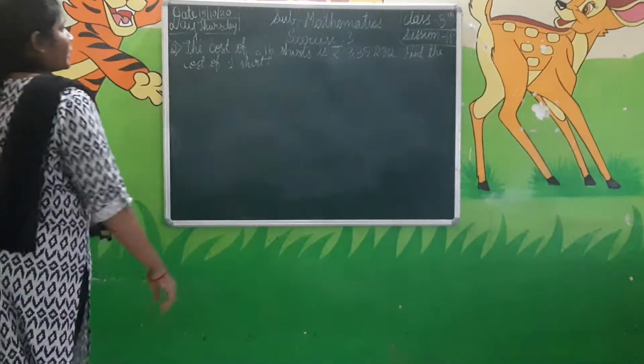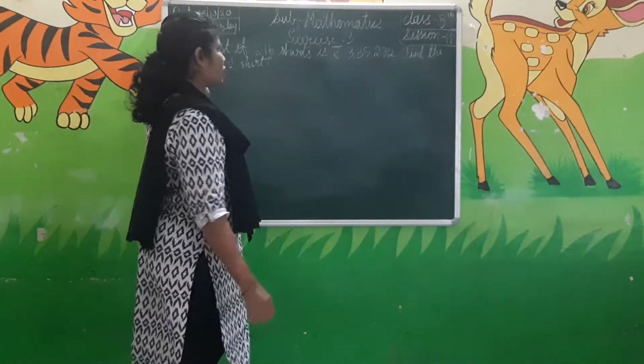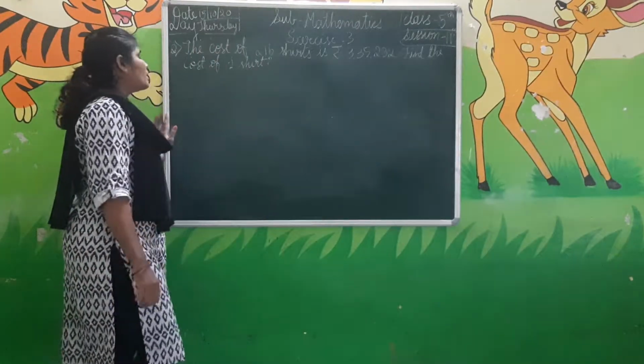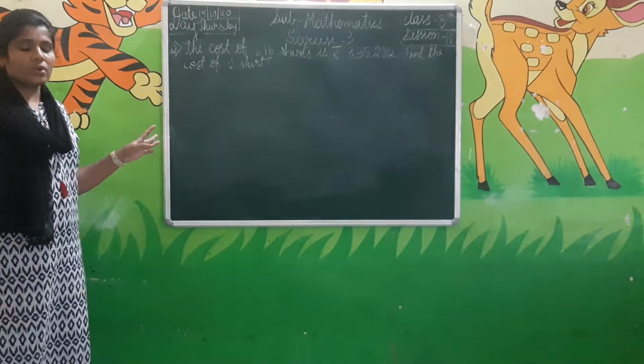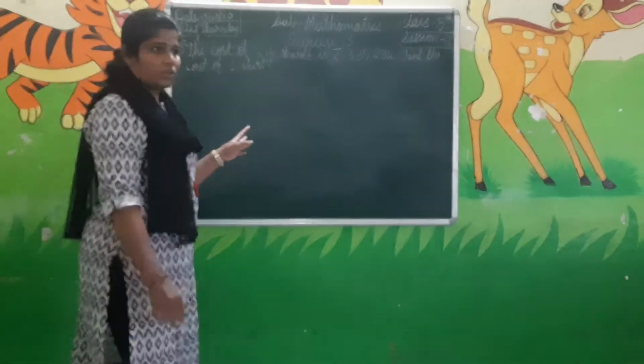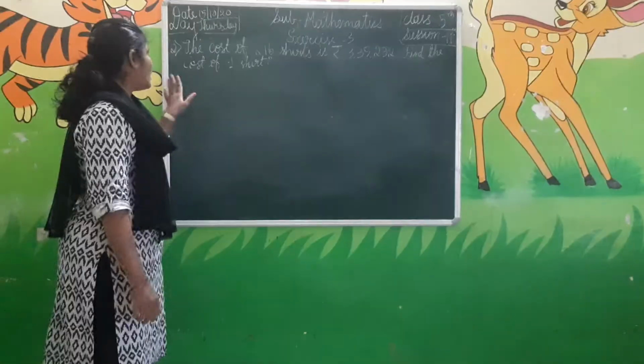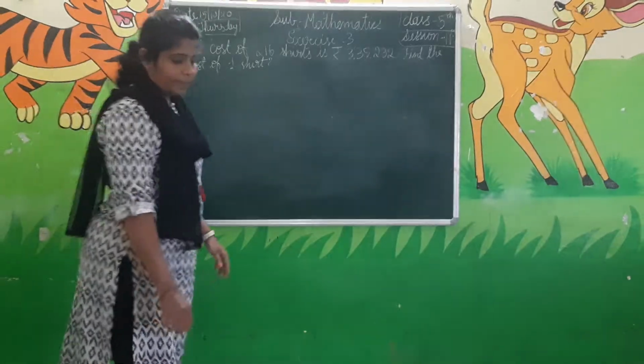Okay, children, good morning. I am going to continue exercise 3. Students, in the first Roman number we have 9 or 10 questions. We have completed that one. Now I am doing the second problem.